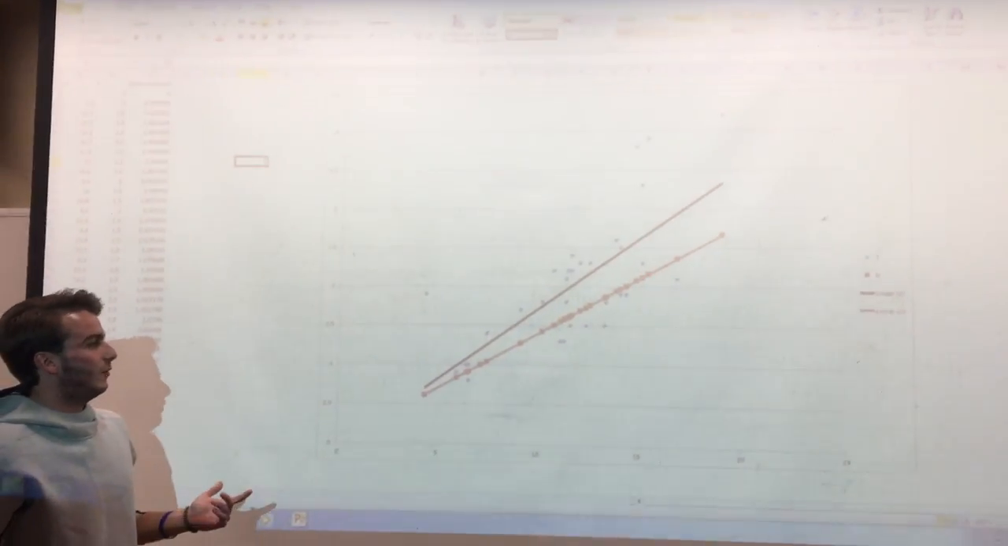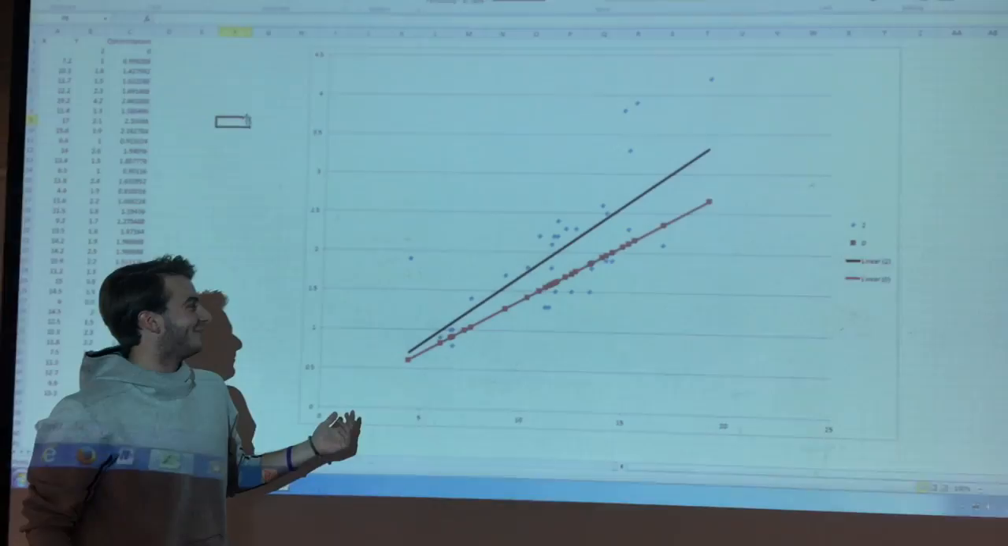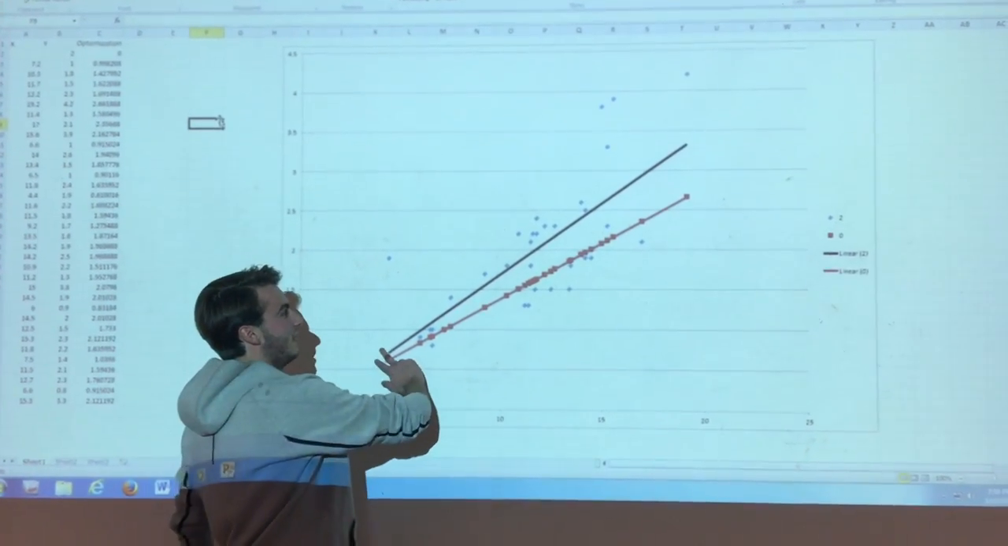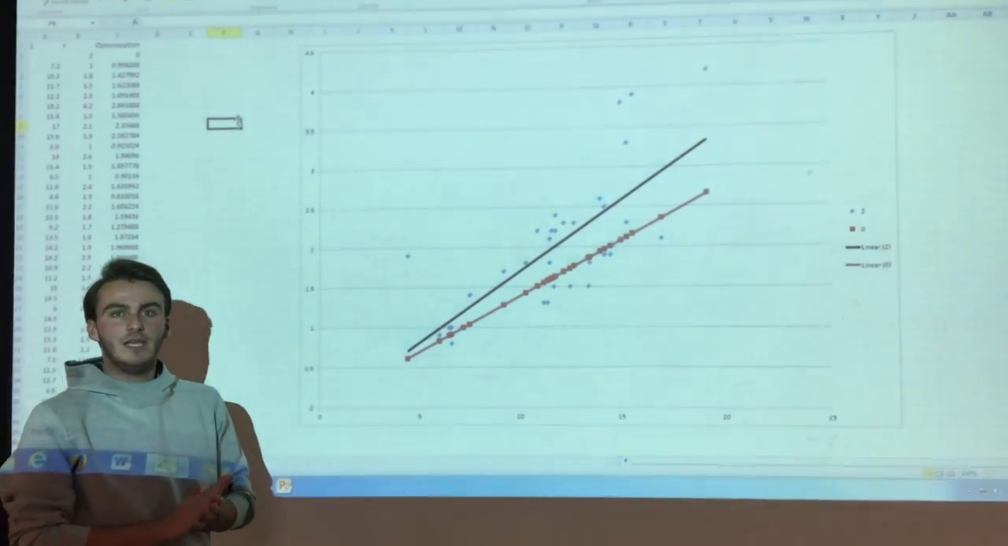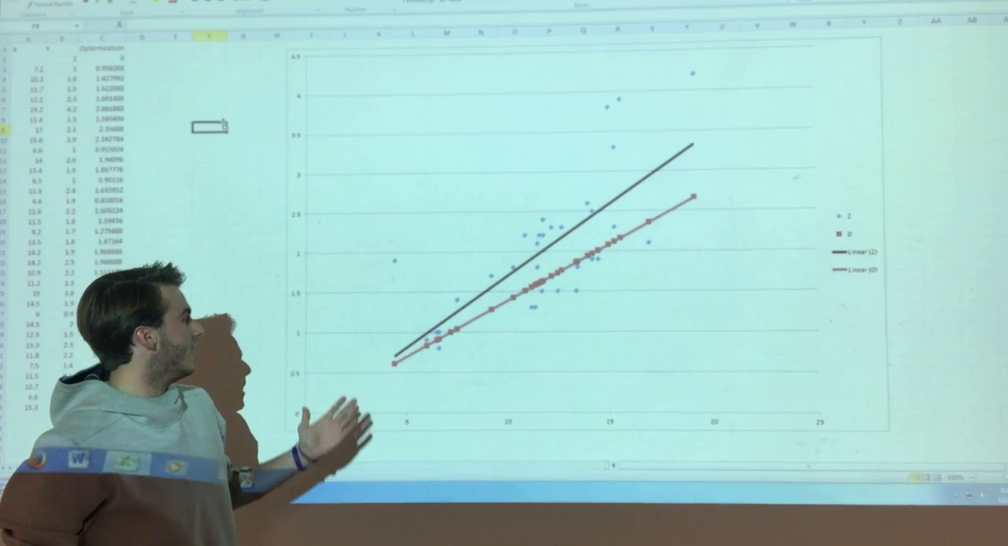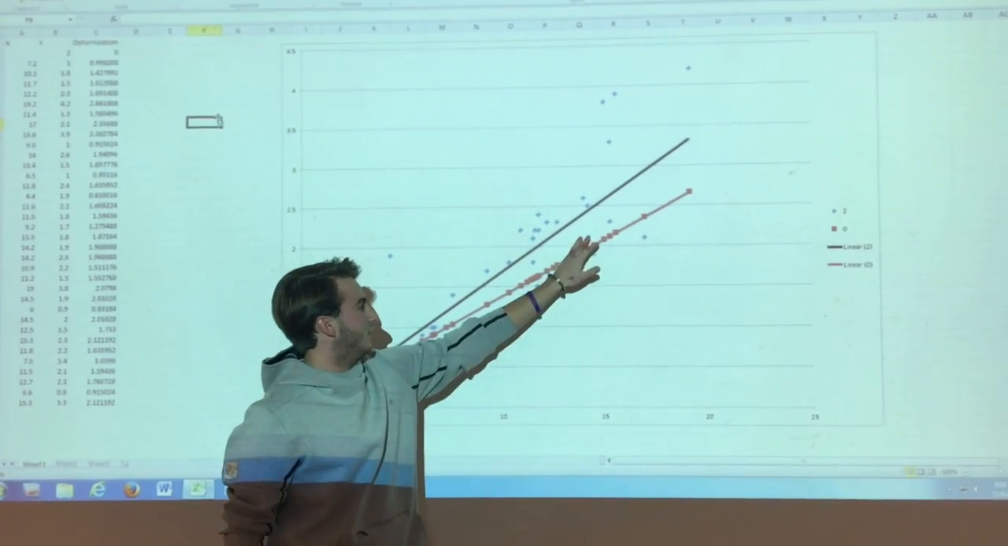So what we did is we took a best fit straight line straight through here, and then using the equation that we found in part two with Andrew, we figured out an optimization equation.